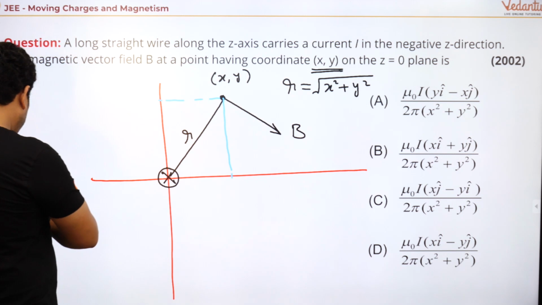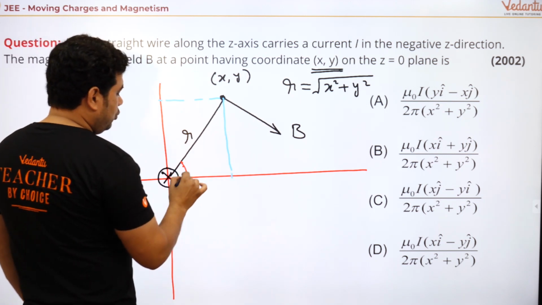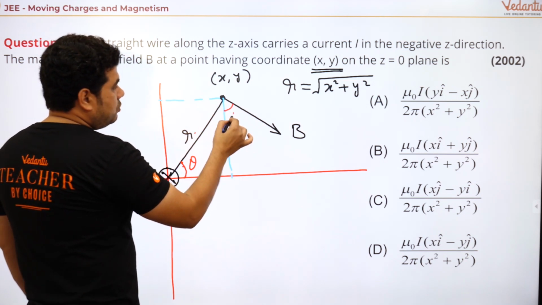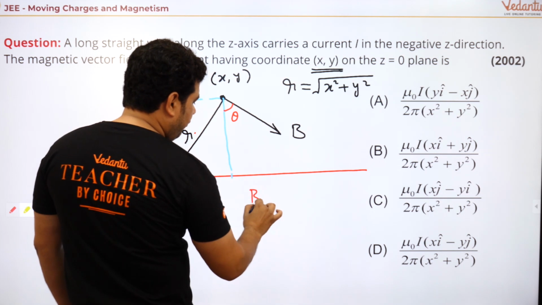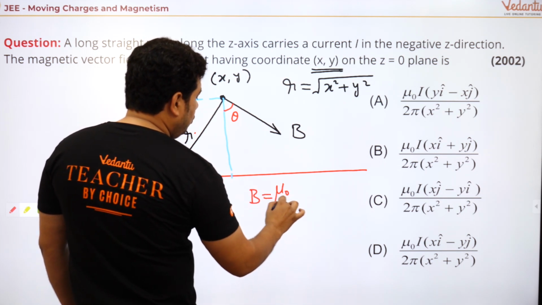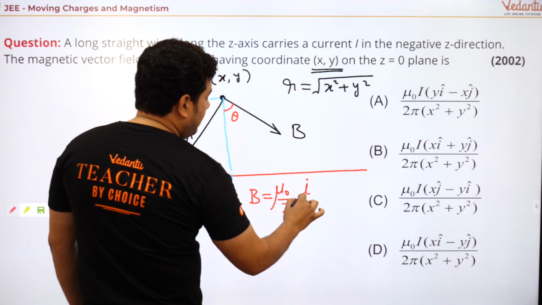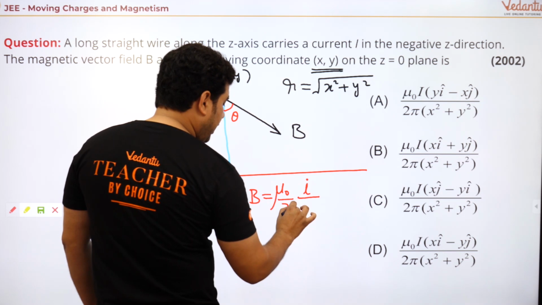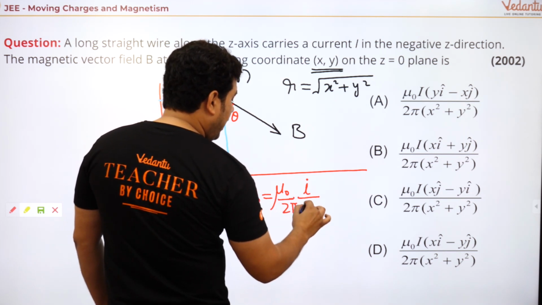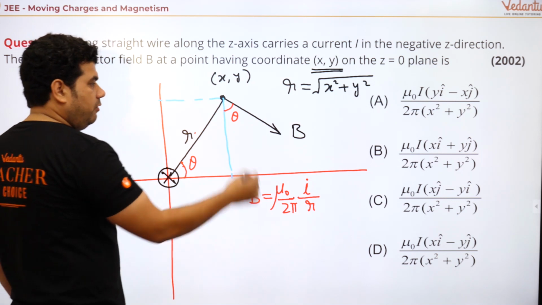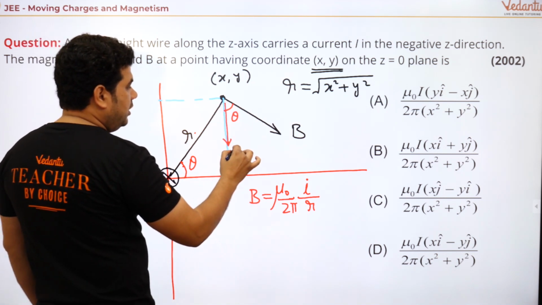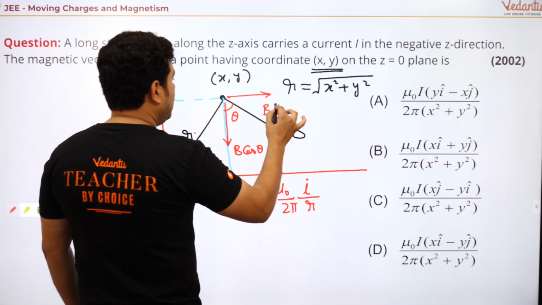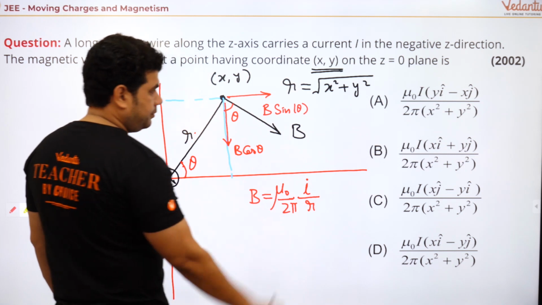See here, this angle is supposed to be theta, right? This distance is r, then this angle is also theta. What is the value of magnetic field? So B is mu naught upon 2 pi I upon R, as this is the infinite long wire. This is the direction of magnetic field. Now we can resolve. This magnetic field is B cos theta, and this magnetic field is B sin theta.